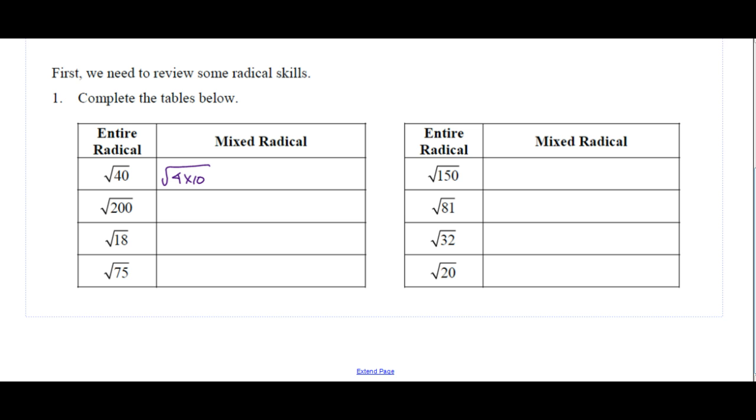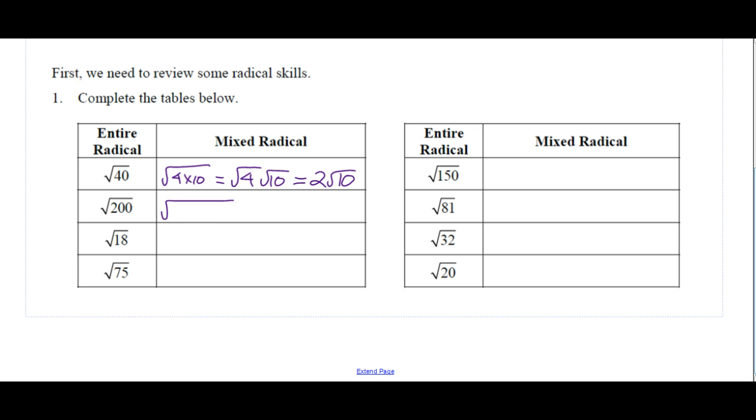And then we split that out. The radical of a product is the product of the 2 individual radicals. And what is the square root of 4? 2. So the entire radical root 40 becomes the mixed radical 2 root 10. So when we solve using the quadratic formula, if we end up with root 40, or root 200, or root 18, any of these radicals, we need to change them to a mixed radical because there may be one further step in simplifying the answer. You'll have an answer, but we need to simplify.